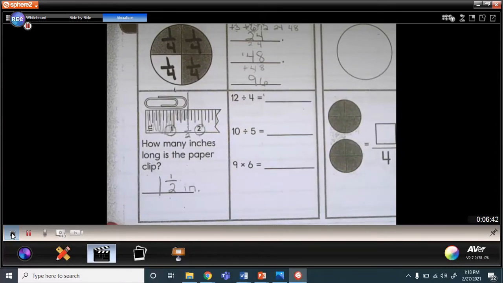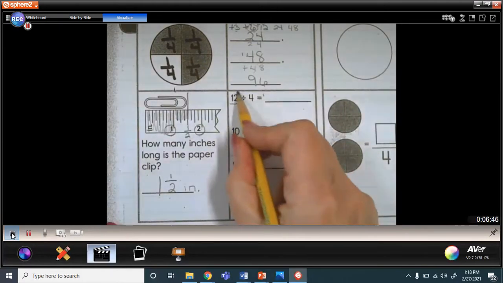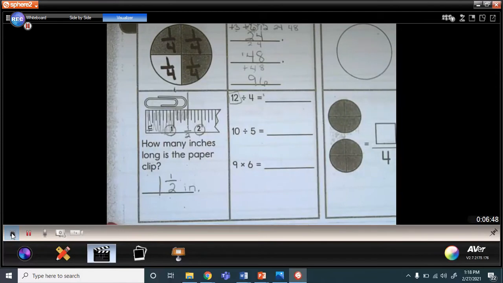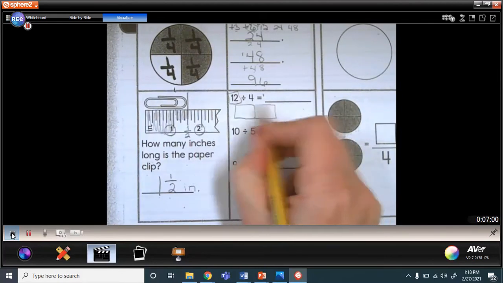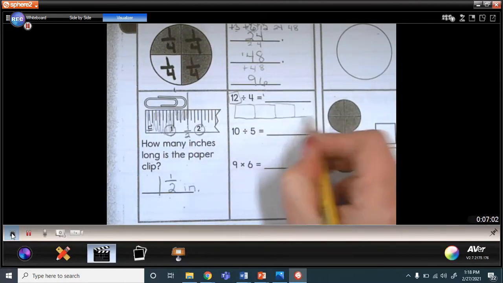We have our division equations. We have 12 total objects. So let's say, for example, if I had some oranges, I'd have 12 oranges. If I wanted to put them into 4 equal groups, I'd have to share them into the 4 groups.